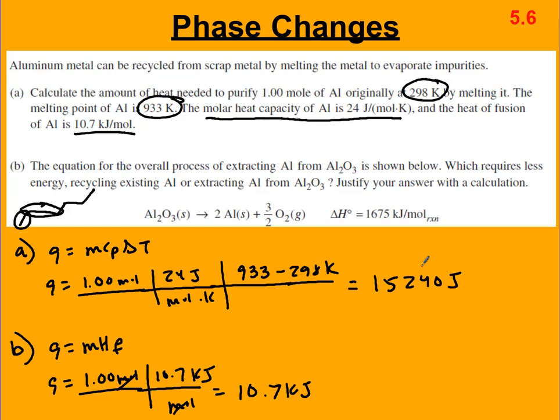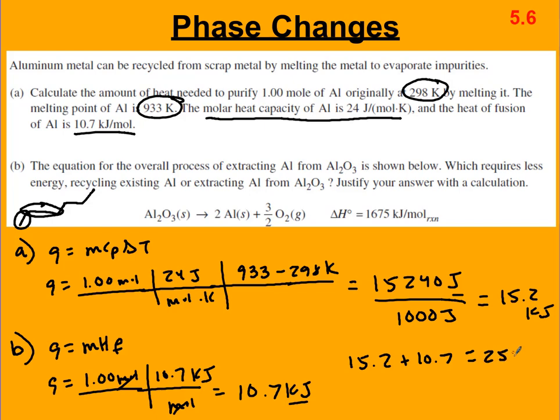My last step is I need to add step A and B up, but if you notice, those are not in the same unit. So make sure that you're paying attention to units. So I can divide this by 1,000 joules to give me my 15.2 kilojoules. So 15.2 plus 10.7 is 25.9 kilojoules. So that's my answer to A.